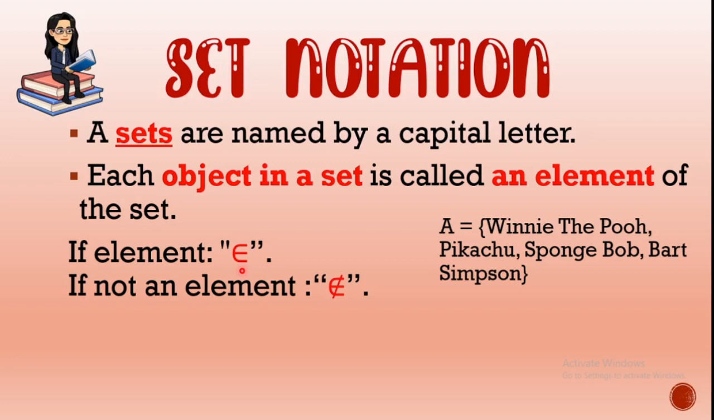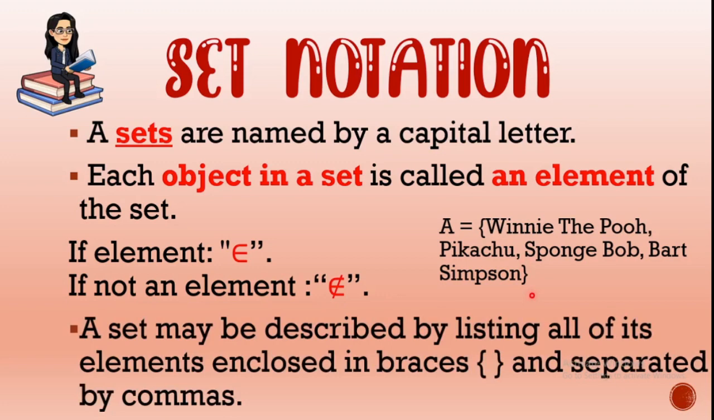So, we have ∈. So, that is mukhang letter E and that is for the element. At if not an element, yun ay yung may slash. So, ibig sabihin ng slash is not. So, para madali nating ma-identify, element, letter E lang. At kung hindi naman element, same symbol pero we have a slash. So, sino ba yung mga not element dito sa example natin? Yun ay si Superman at saka si Jerry the Mouse.